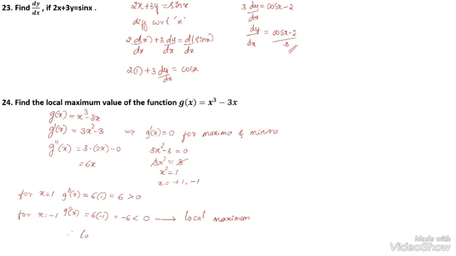Therefore, the local maximum value of the given function is minus 6. Okay, this is the local maximum value, minus 6.